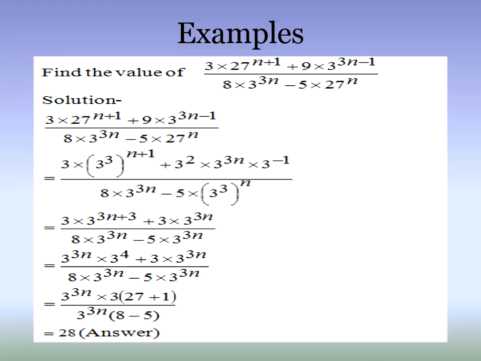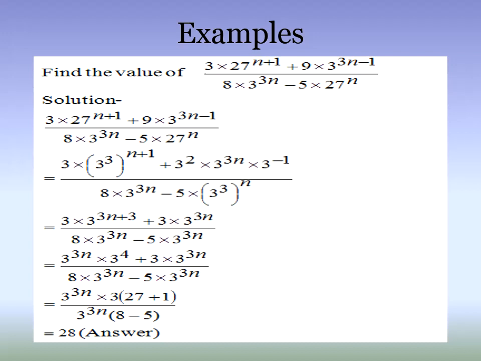Now a few examples. Find the value of (3 into 27 to the power n plus 1 plus 9 into 3 to the power 3n minus 1) by (8 into 3 to the power 3n minus 5 into 27 to the power n). So how to solve this type of sums? First we need to express the numbers in some form of the same number. Like if I want to express all the numbers in the numerator as some power of 3, then it will help you to solve this sum.